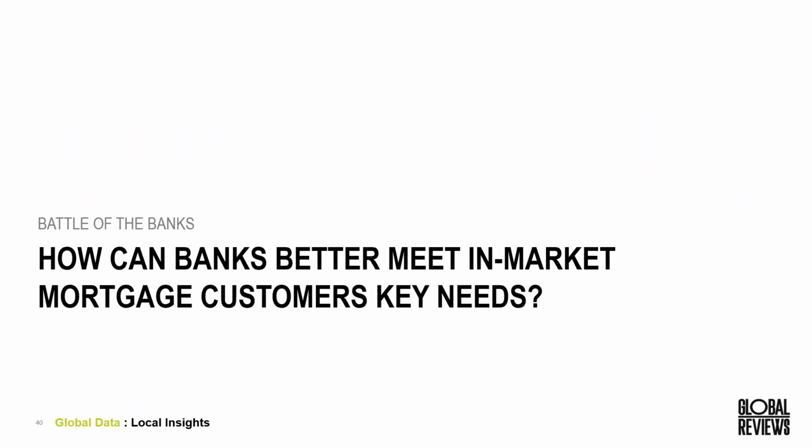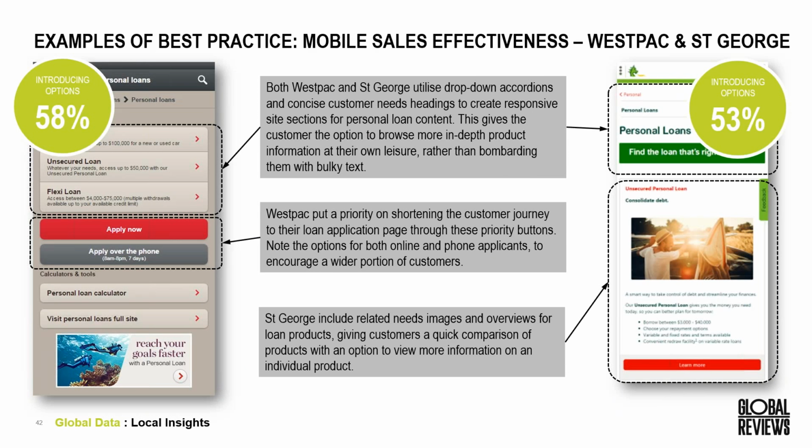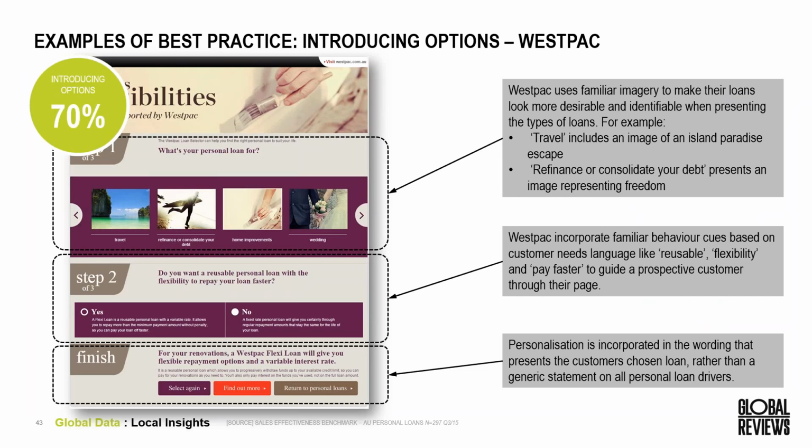Again, how can banks better meet the key needs of in-market mortgage customers? Australia does this really well from a banking perspective, so it's really a matter of looking at our own offerings. NAB credit cards is a really great example of a bank meeting customer needs, as are Westpac Mobile and St George Mobile. We can see that through the language they use and the placement of quick link icons and imagery, this quickly establishes if the product will meet the customer's needs. Westpac with their personal loans also use strong imagery and conversational language to meet the needs of their customers.